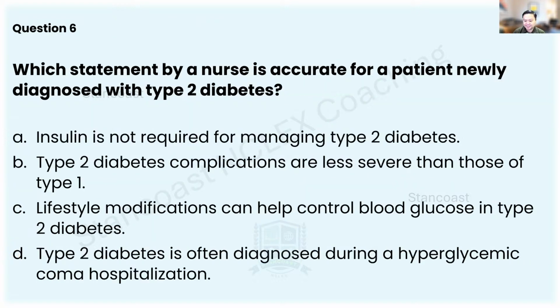Let's have number 6. Which statement by a nurse is accurate for a patient newly diagnosed with type 2 diabetes? Is it A, insulin is not required for managing type 2 diabetes? Or is it B, type 2 diabetes complications are less severe than those of type 1? C, lifestyle modifications can help control blood glucose in type 2 diabetes? Or letter D, type 2 diabetes is often diagnosed during a hyperglycemic coma hospitalization. Which of those statements is accurate for a patient newly diagnosed with type 2?